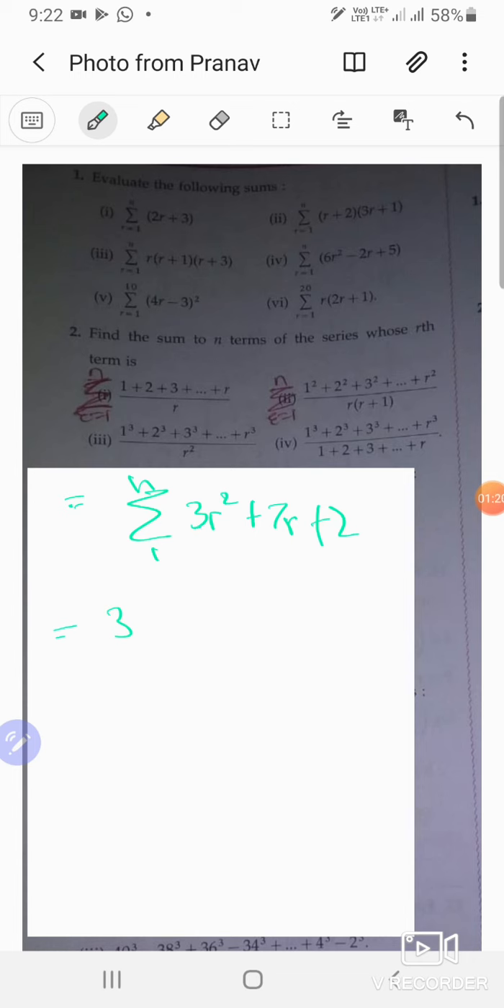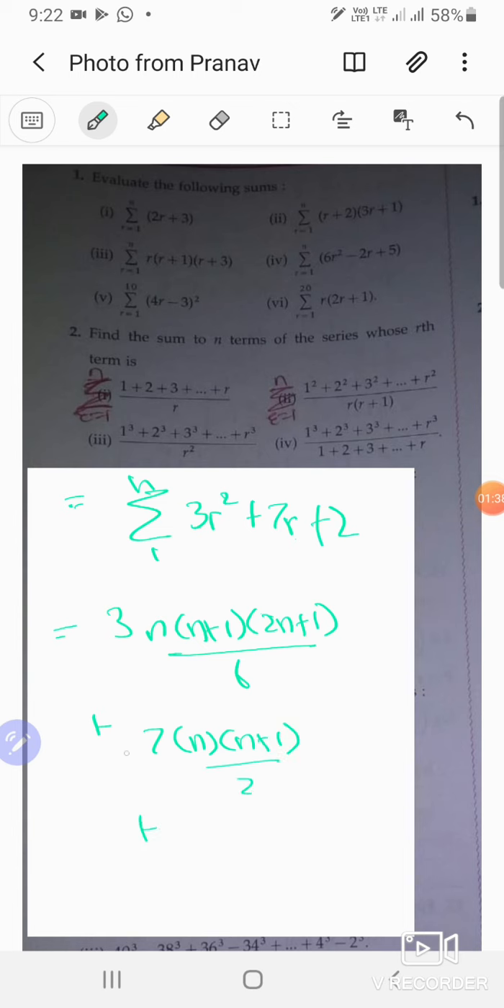And then summation of r squared from 1 to n, that is going to be n into n plus 1 into 2n plus 1 upon 6, plus you got 7 times the summation of r from 1 to n, that's supposed to be n into n plus 1 upon 2. And then you got 2 summation from 1 to n, that's going to be 2n. Okay, now let's expand this.